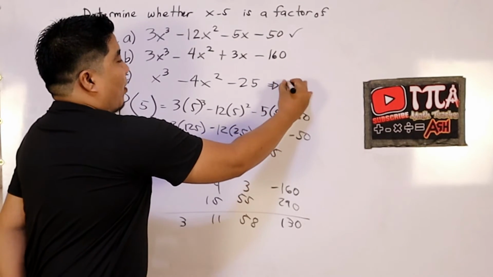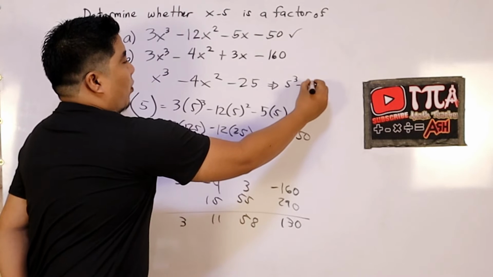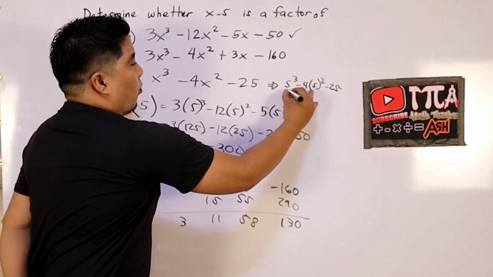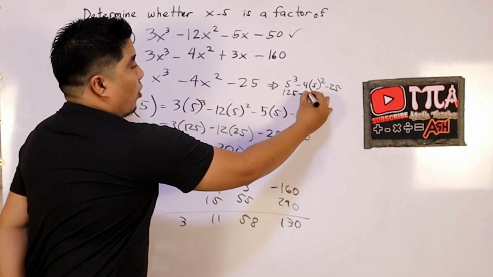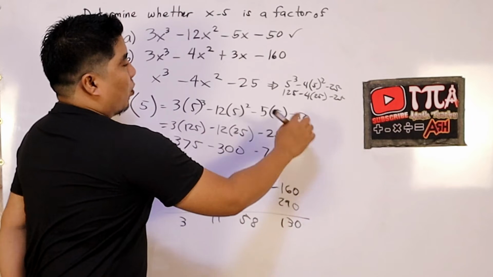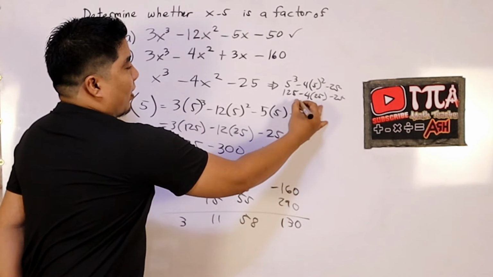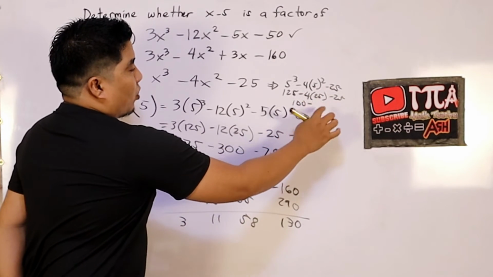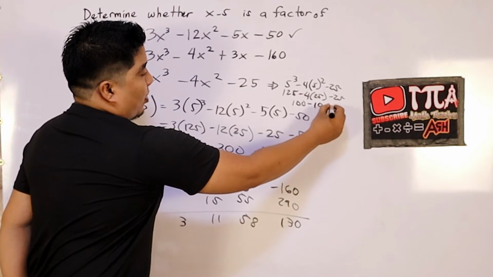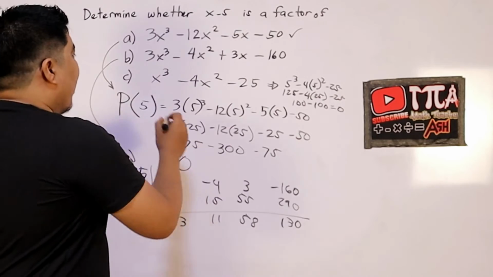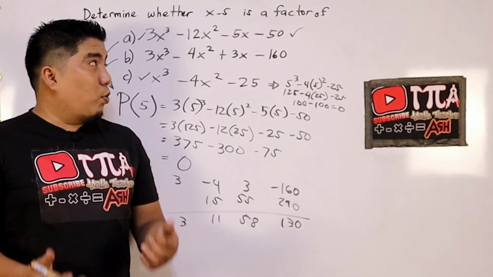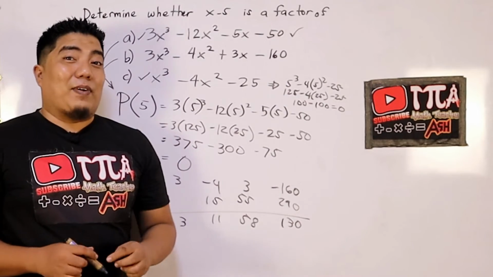So we have 5 cubed minus 4 times 5 squared minus 25. So we have 125 minus 4 times 25 minus 25. Alright, so 125 minus 25, that would give us 100. So 4 times 25, that is 100. So therefore, this is 0. Then we can say that A and C are the polynomials in which x minus 5 is a factor.